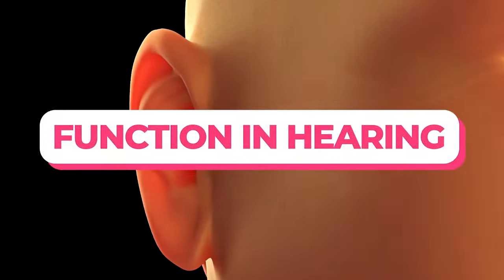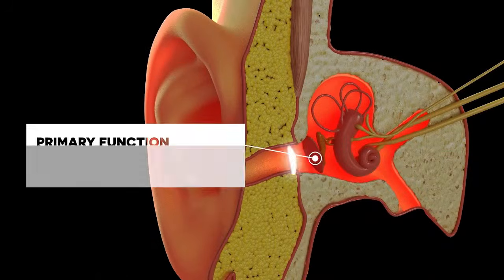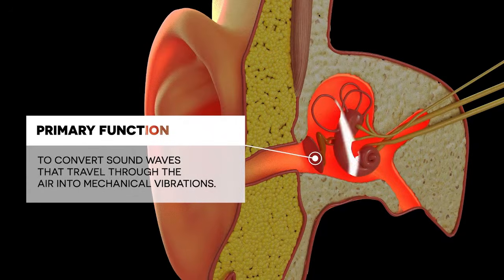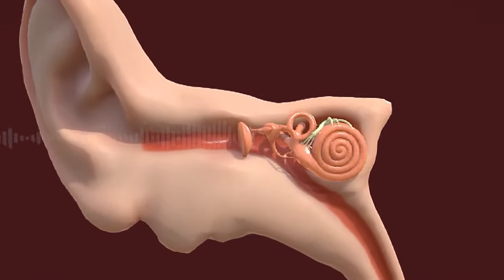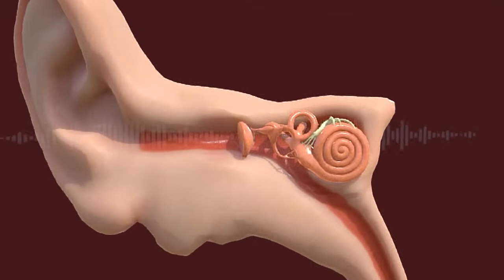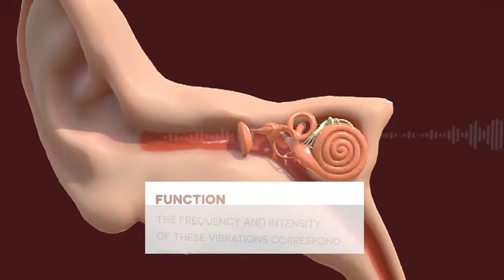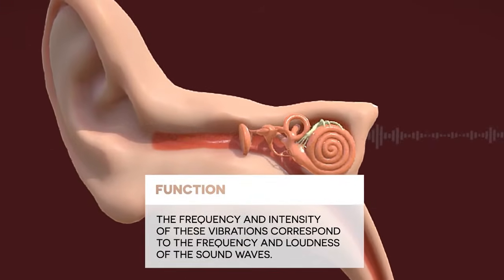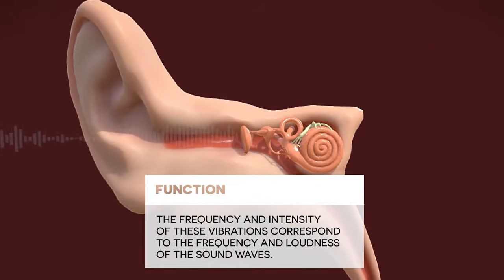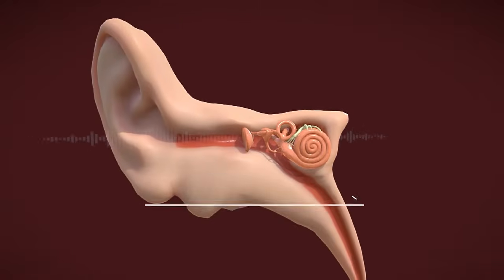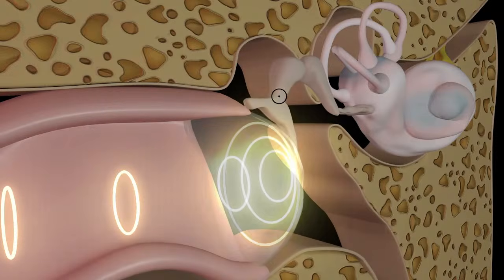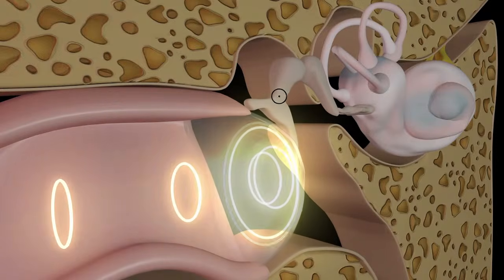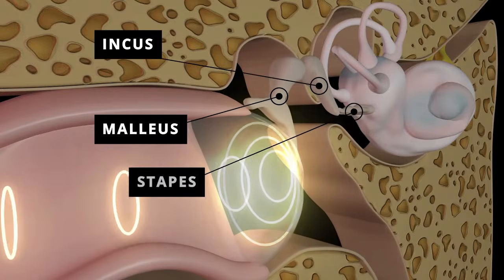Function in hearing. The primary function of the eardrum is to convert sound waves that travel through the air into mechanical vibrations. When sound waves enter the ear canal, they strike the eardrum and cause it to vibrate. The frequency and intensity of these vibrations correspond to the frequency and loudness of the sound waves. These vibrations are then transmitted to the 3 small bones, ossicles, in the middle ear, the malleus, incus, and stapes.